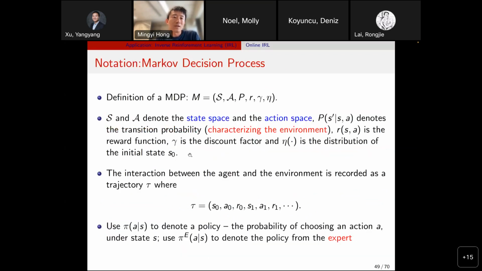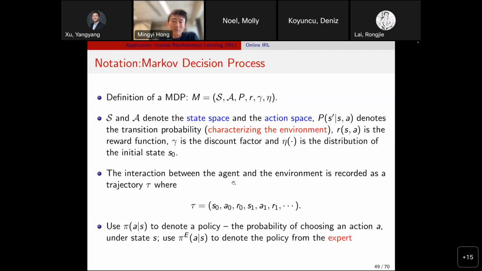So let's briefly go over the problem formulation. Here we have an MDP. S is the state, A is the action space, P is the transition probability. Basically it says that at the current state, if you perform this action, what state the world will transit to next. So this characterizes the environment. And then R(S, A) is the reward function. Gamma is the discount factor, eta is the distribution of the initial state.